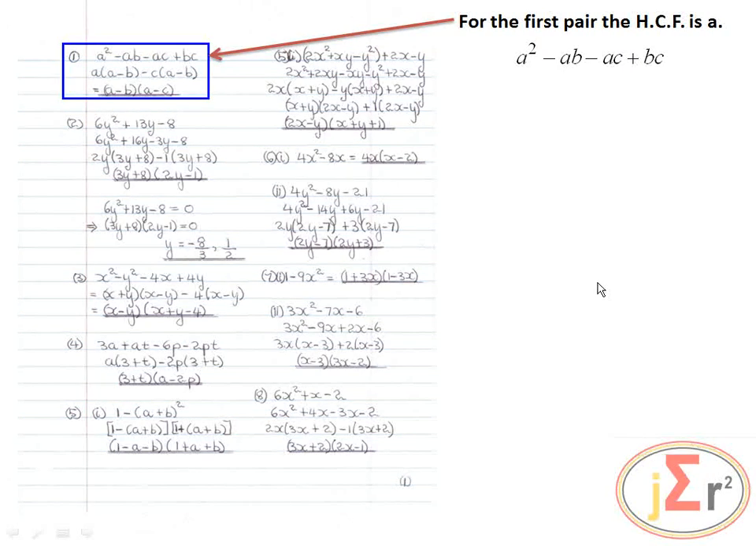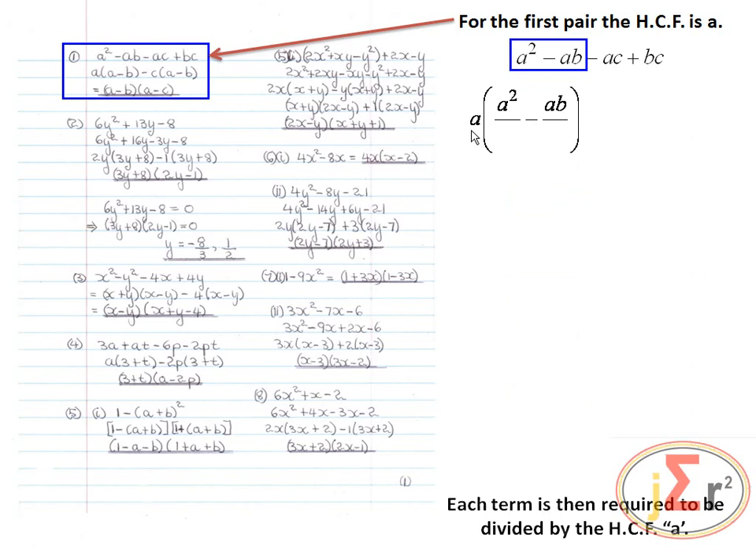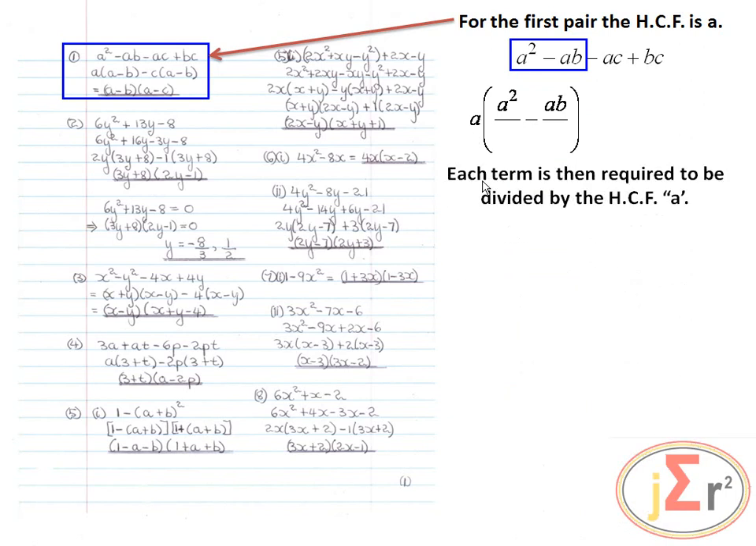For the first pair, the HCF is a. So the highest common factor is a. So we take our common factor of a. Each term is then required to be divided by the highest common factor. That is how we factorize. We take the highest common factor, then we divide each term by the highest common factor. The highest common factor is a. Each term will be divided by a.